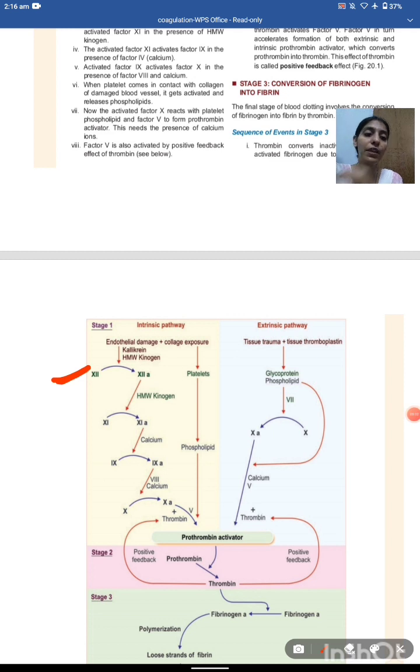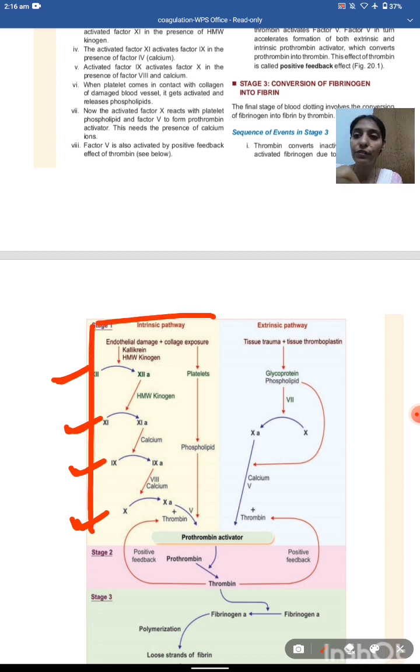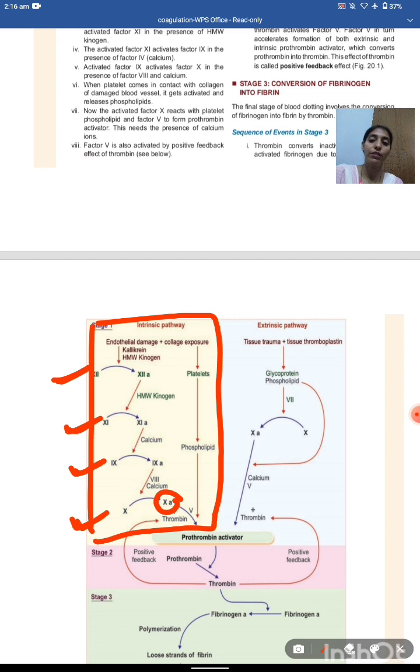So this is the basic intrinsic pathway in which you can see first step is the activation of factor number 12. After that, activation of factor number 11. Next is the activation of factor number 9, and then lastly the activation of factor number 10. So this is the intrinsic pathway for the activation of prothrombin activator. At last, you can see factor number 10, which is activated because of factor number 9, interacts with factor number 5 and activates prothrombin activator.